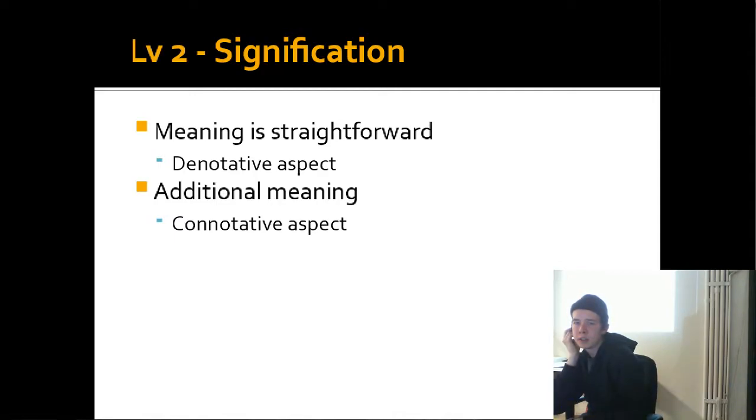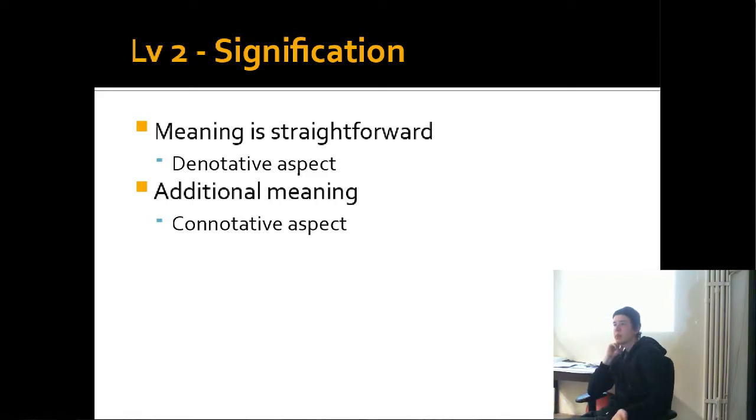What I mean is, for example, we take this binocular sound we heard before. A straightforward meaning is that there is something happening in the game. There is some item being used, or some ability is enabled. Additional meaning, the connotative aspect, is more symbolical. Well, binoculars was a bad idea. Let's take another one.